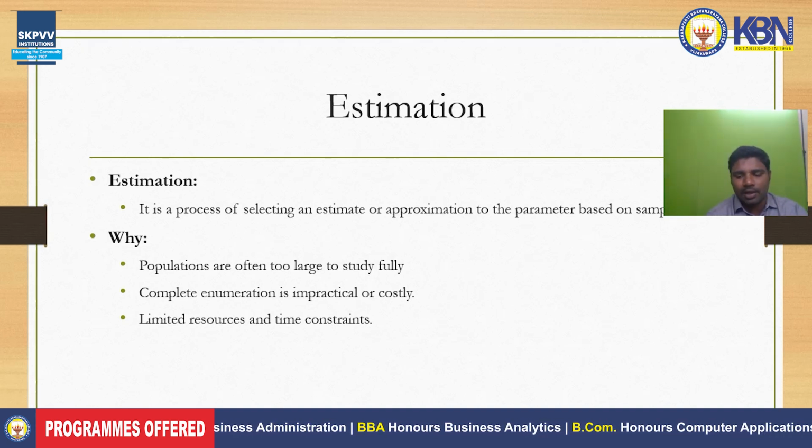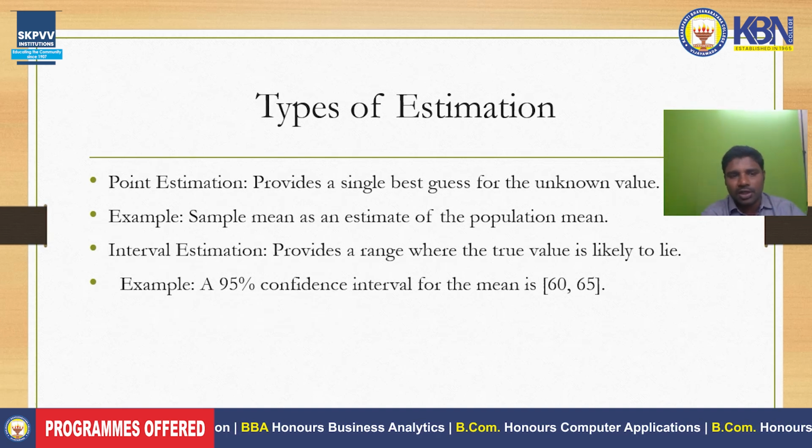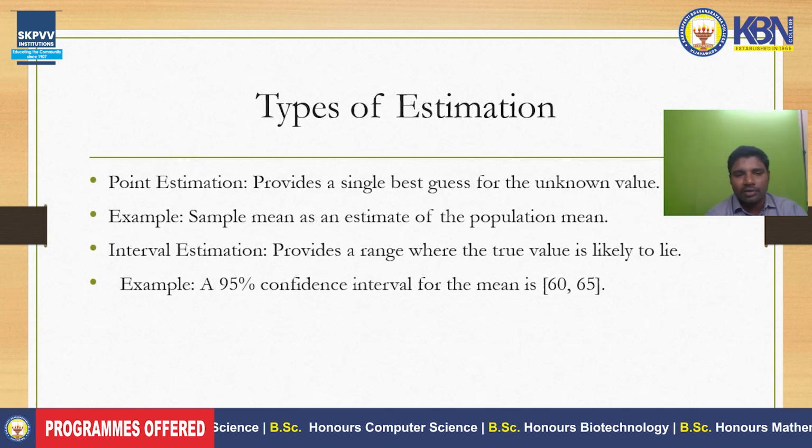So we need estimation so that we can collect a sample from the population and predict the parameters based on the sample. There are two types of estimation techniques: point estimation and interval estimation. Point estimation provides a single value for the unknown parameter, for example sample mean or sample variance. Interval estimation provides an interval of values in which the population parameter might lie. For example, a 95% confidence interval for the mean is around 60 to 65. It indicates that the population mean might lie between 60 and 65 with 95% confidence.